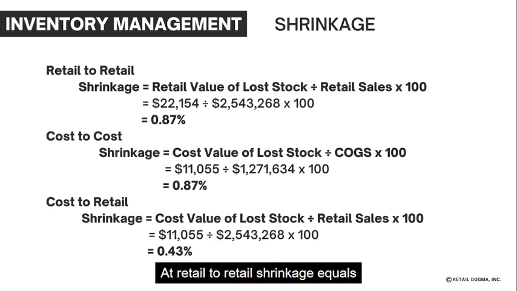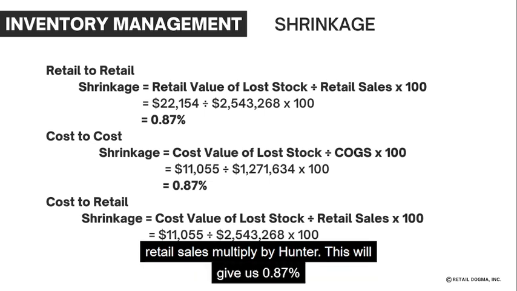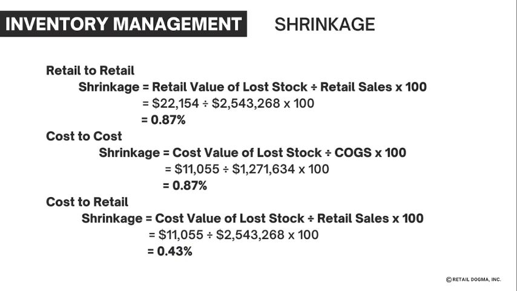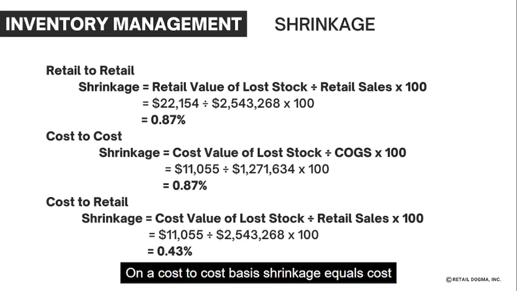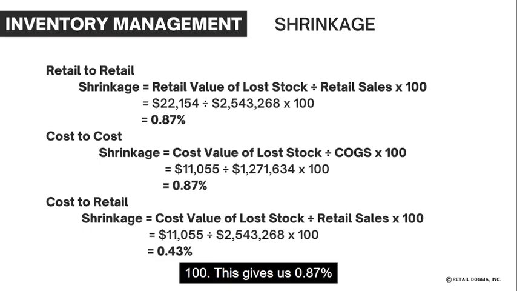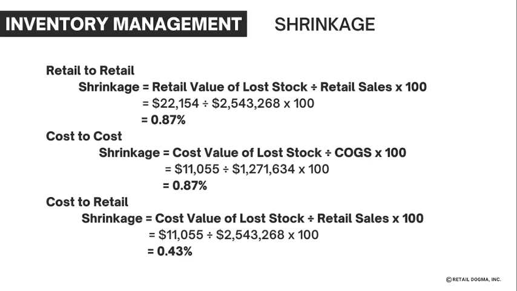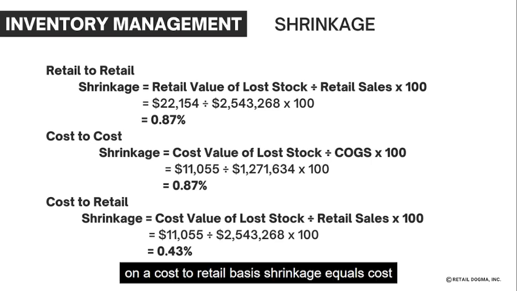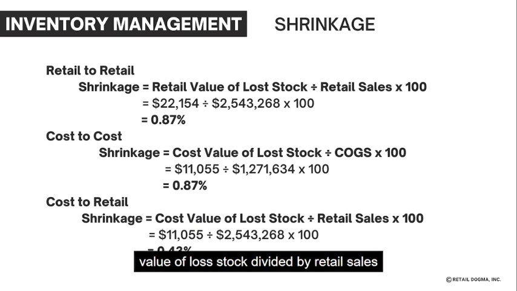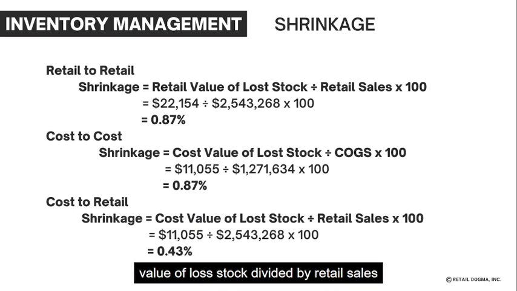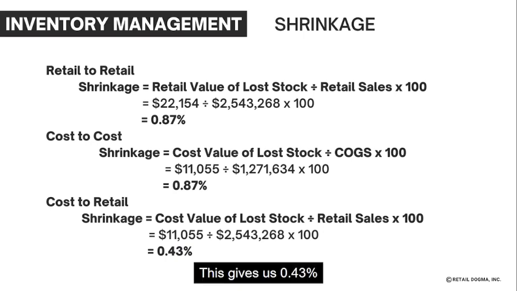At retail to retail, shrinkage equals retail value of the lost stock divided by retail sales multiplied by 100. This will give us 0.87%. On a cost-to-cost basis, shrinkage equals cost value of lost stock divided by COGS times 100. This gives us 0.87%. On a cost-to-retail basis, shrinkage equals cost value of lost stock divided by retail sales times 100. This gives us 0.43%.